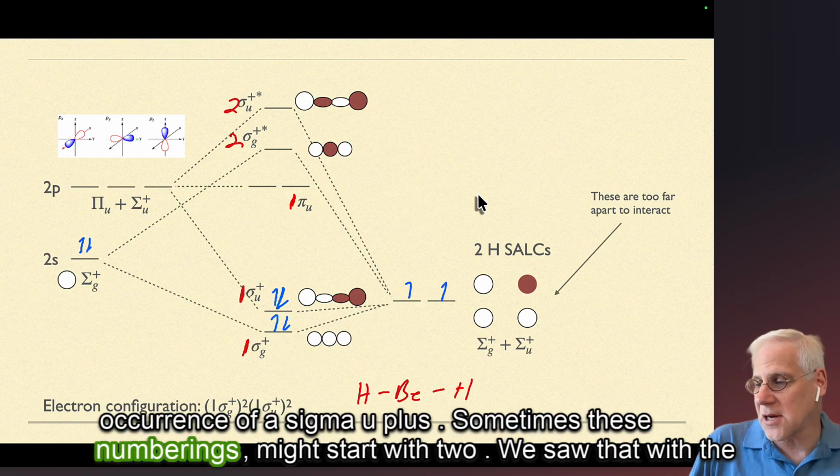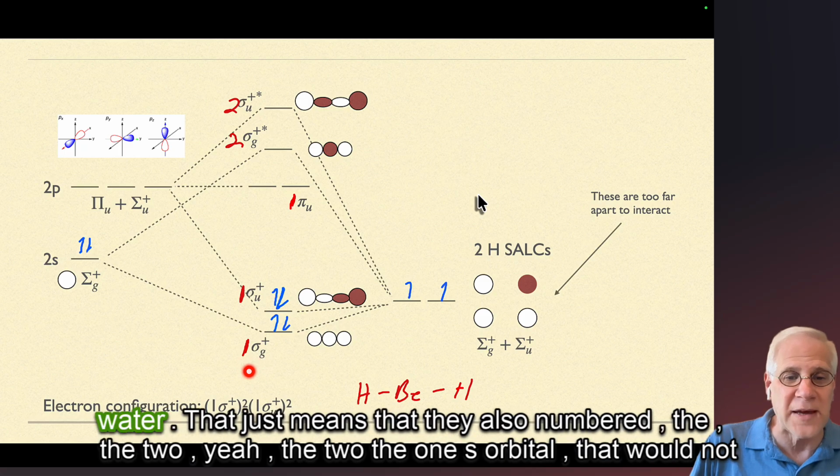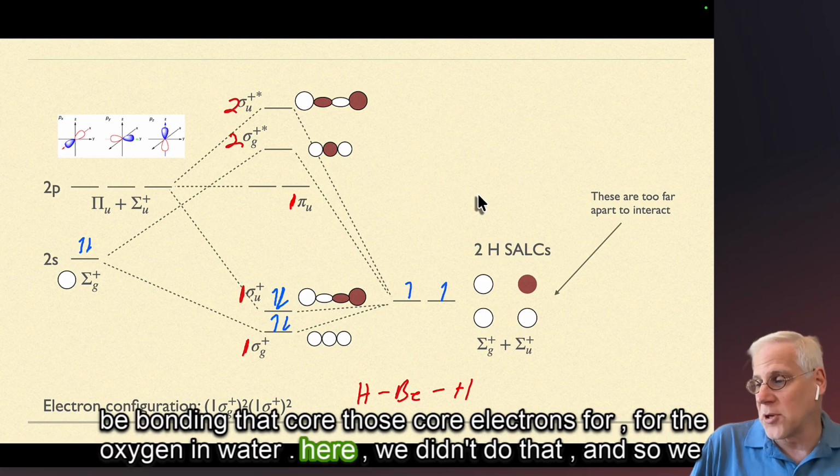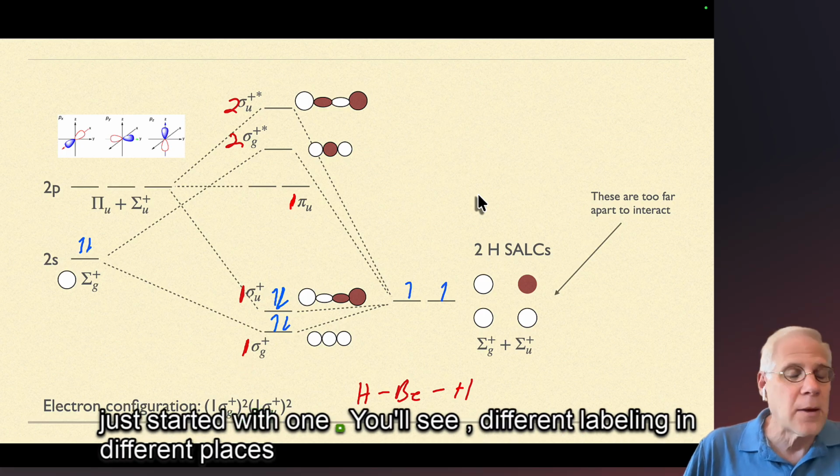Sometimes these numberings might start with 2. We saw that with the water. That just means that they also numbered the 1s orbital that would not be bonding, those core electrons for the oxygen in water. Here we didn't do that, and so we just started with one. You'll see different labeling in different places.